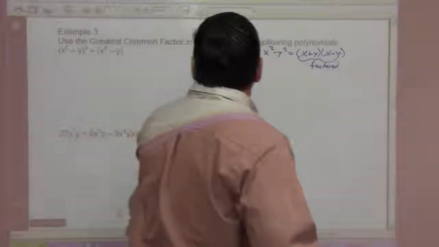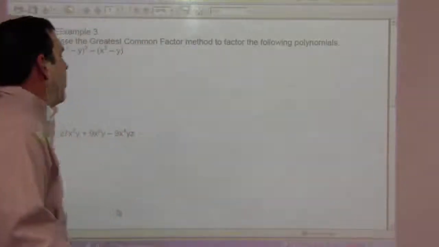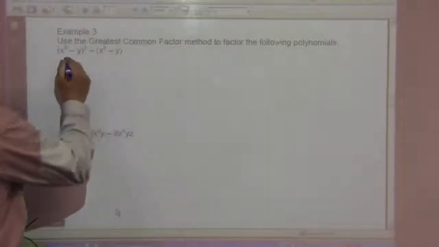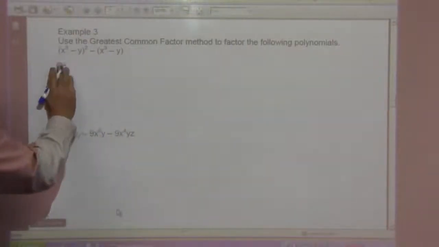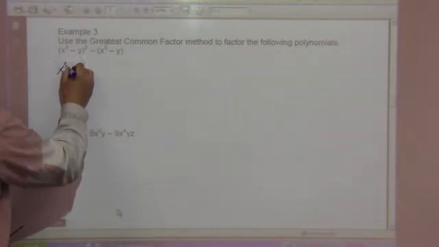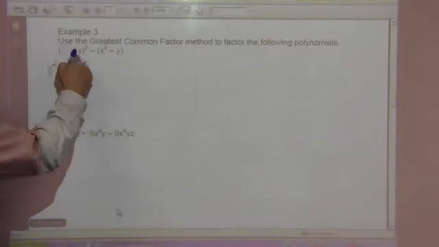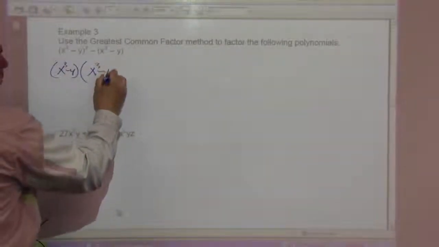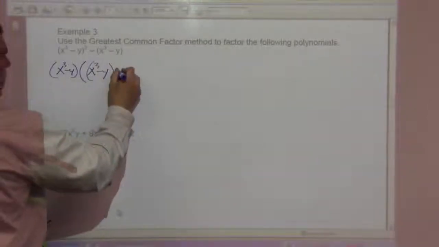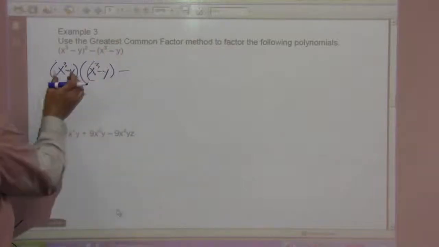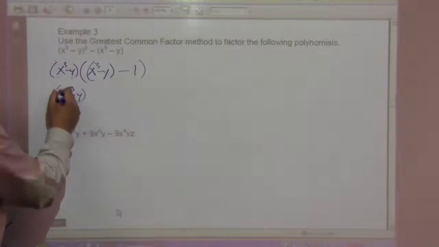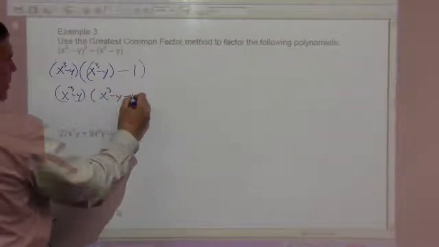We're going to use the greatest common factoring method to factor the following polynomials: (x cubed minus y) squared minus (x cubed minus y). So what's common to both of these? Well, from both of them, x cubed minus y is common. So then from here you have x cubed minus y. That part minus this part divided by x cubed minus y is just going to be 1. So it's (x cubed minus y) times (x cubed minus y minus 1).